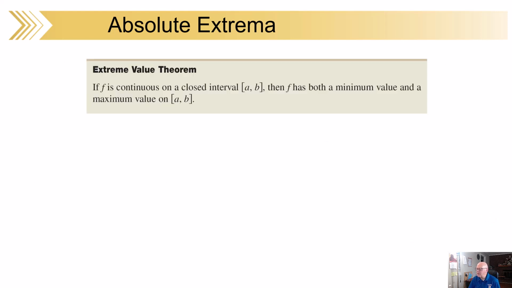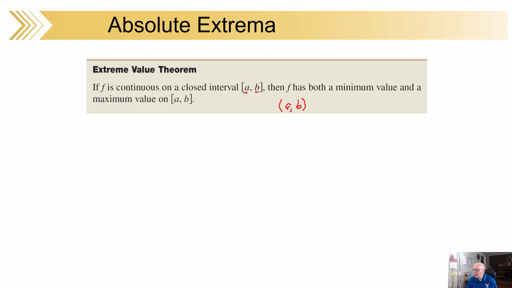There's your extreme value theorem. It says as long as f is continuous, it's not jumping around, then it has a minimum and a maximum within that closed interval. Notice closed interval, that means we're including A and B. When we were talking about relative maximum and minimum, we talked about the open interval A and B, which did not include the endpoints.